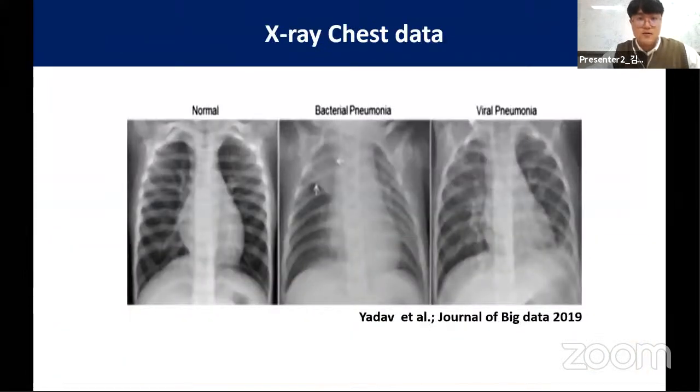Another application is X-ray chest data. Medical image classification can also be applied to chest X-ray images. This figure shows an example of chest X-ray data sets. The normal images show clear lungs without any abnormal lesion. However, bacterial pneumonia exhibits a focal lobar consolidation, but viral pneumonia shows a more diffuse pattern in both lungs. So to determine whether the images are normal, bacterial or viral, deep learning methods can be applied with various approaches.